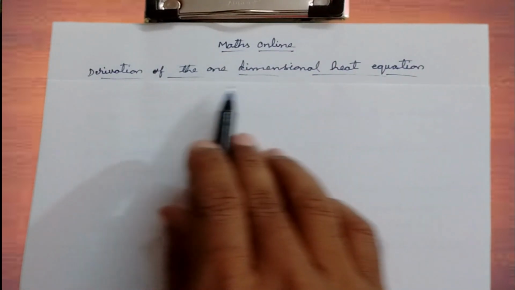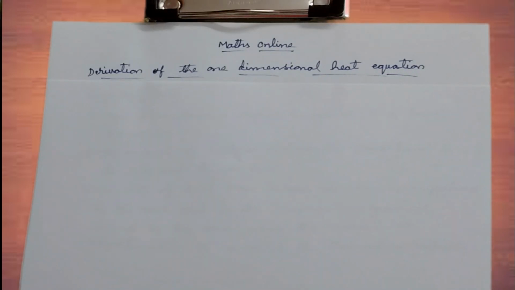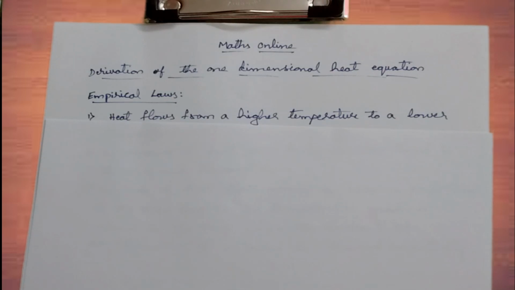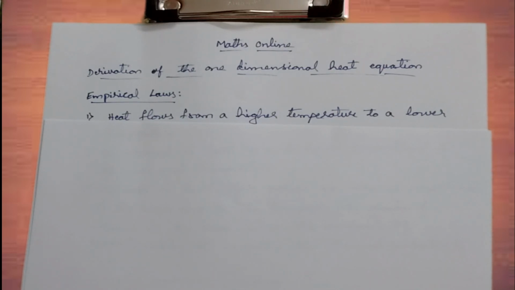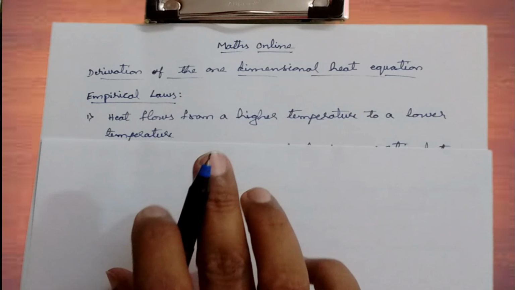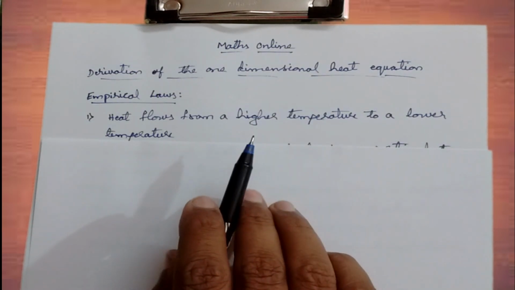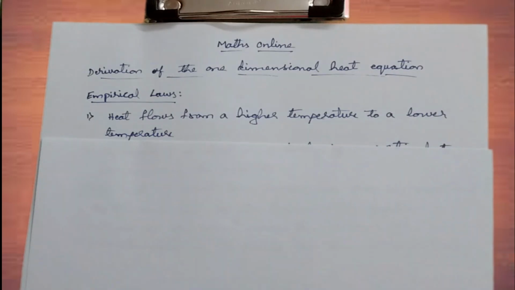Today's topic is derivation of one-dimensional heat equation. To derive this equation, some basic and empirical laws are required. The first law is heat flows from a higher temperature to a lower temperature. We can get an idea of this law from the second law of thermodynamics. That means heat always flows from a higher temperature to a lower temperature.